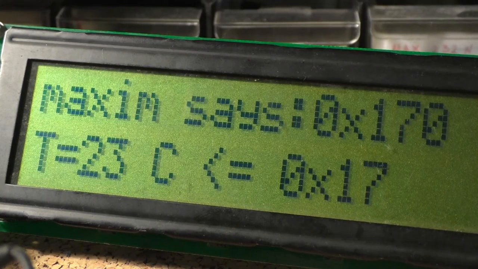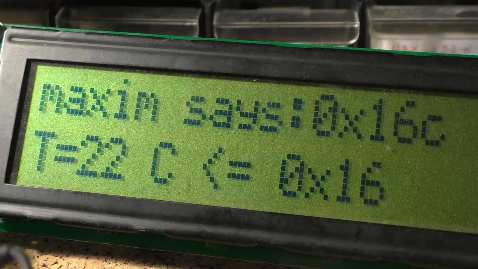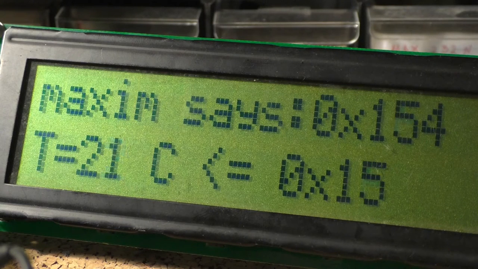Now, when it comes to reading the temperature itself, this program actually reads the temperature up to 1 full degree. The thermocouple converter is actually accurate to 0.25 degrees, but we don't really need that much accuracy, so we can cut the decimal place bits off.